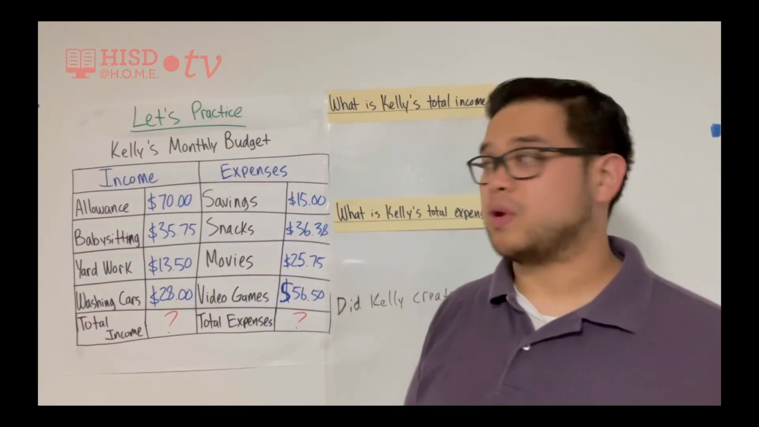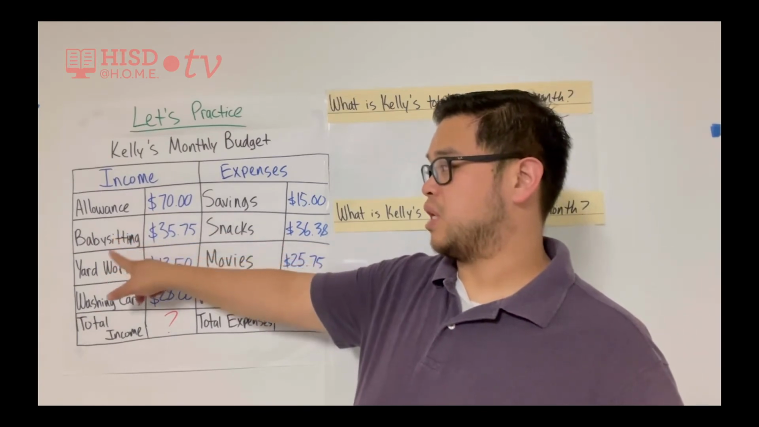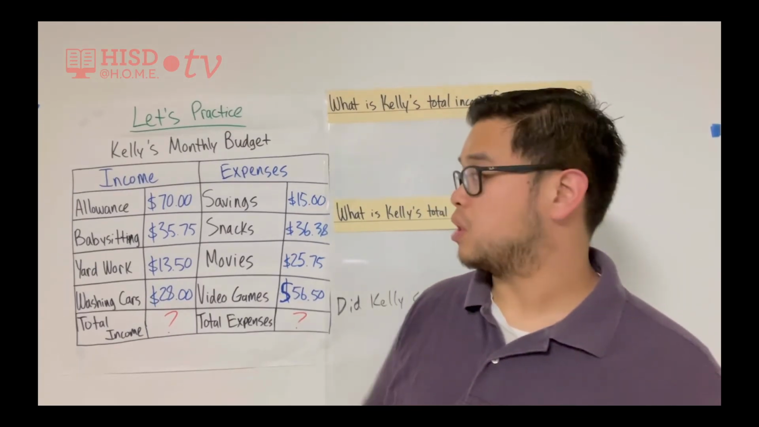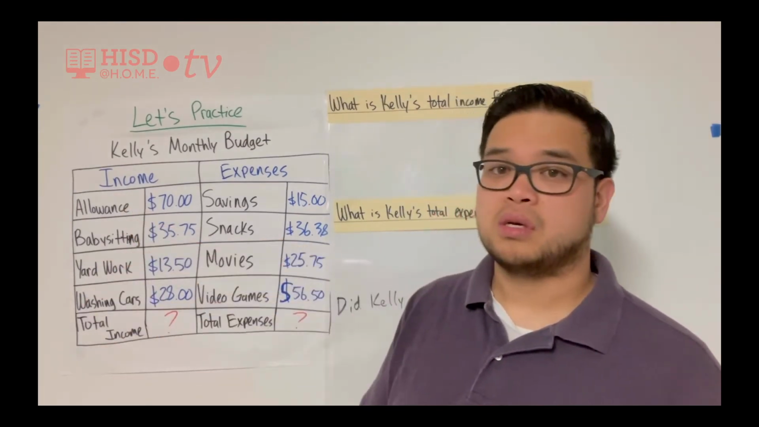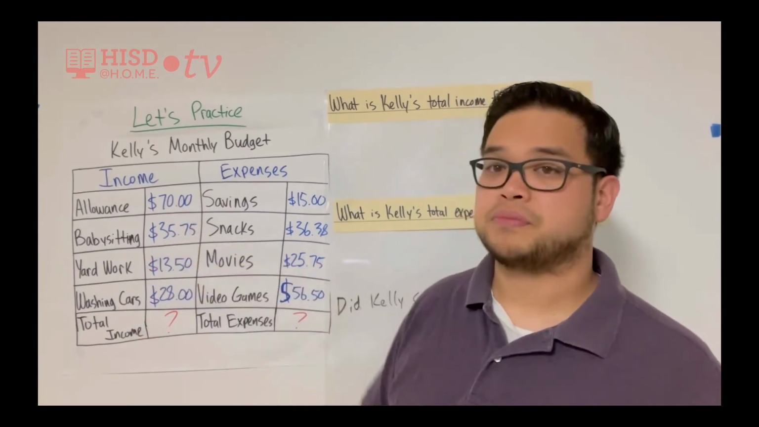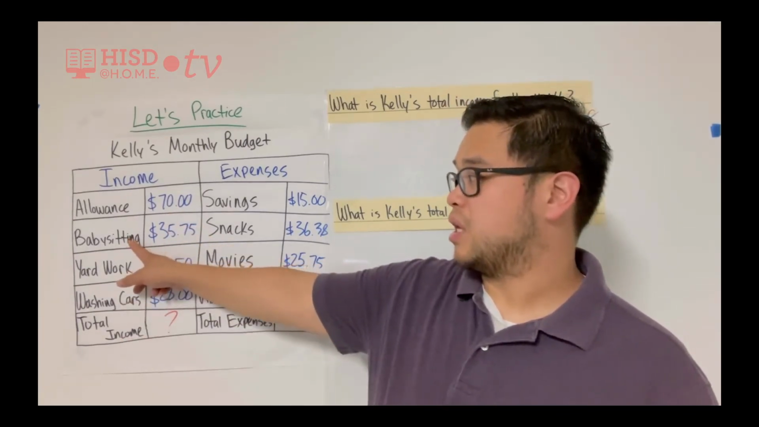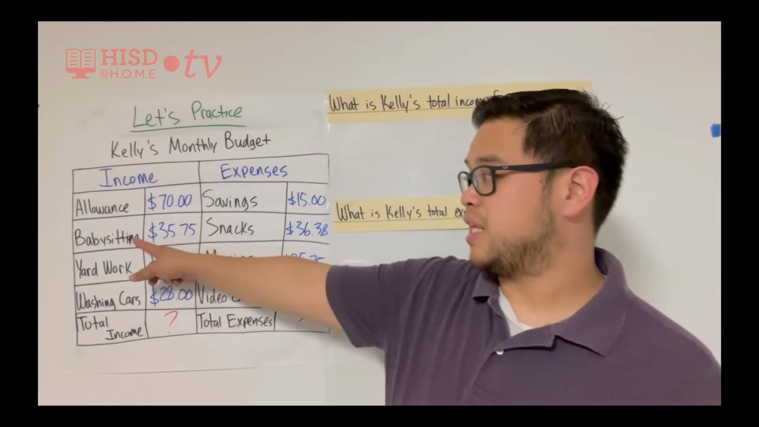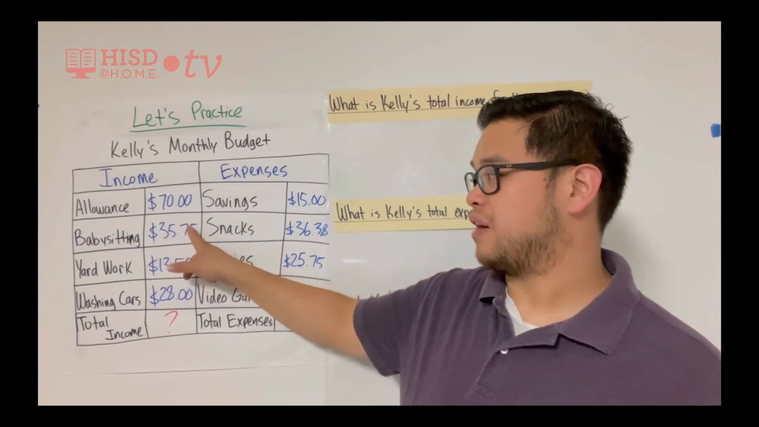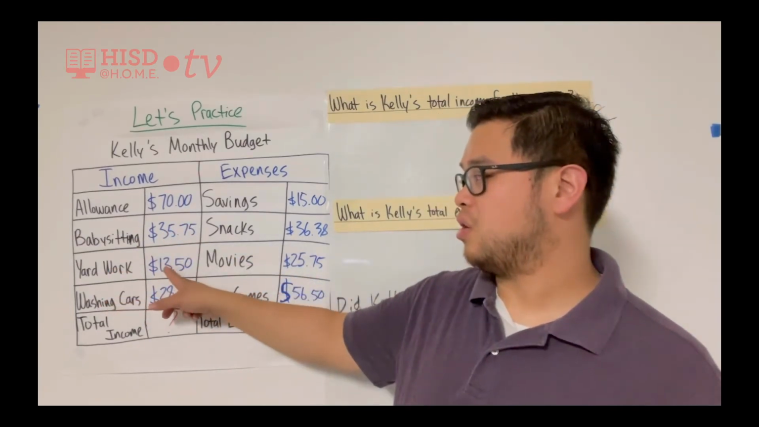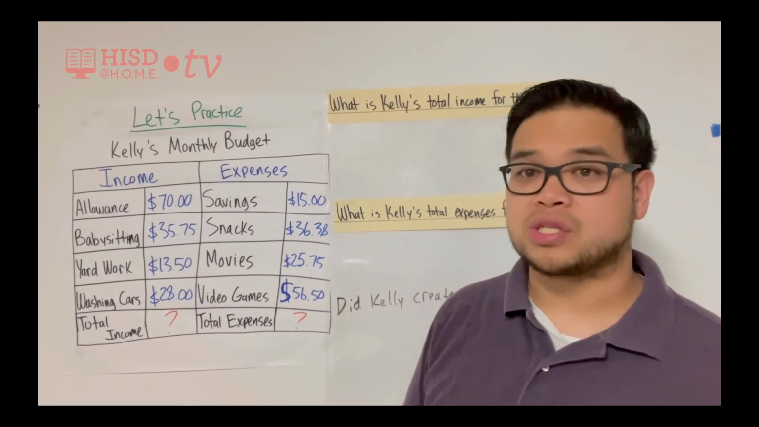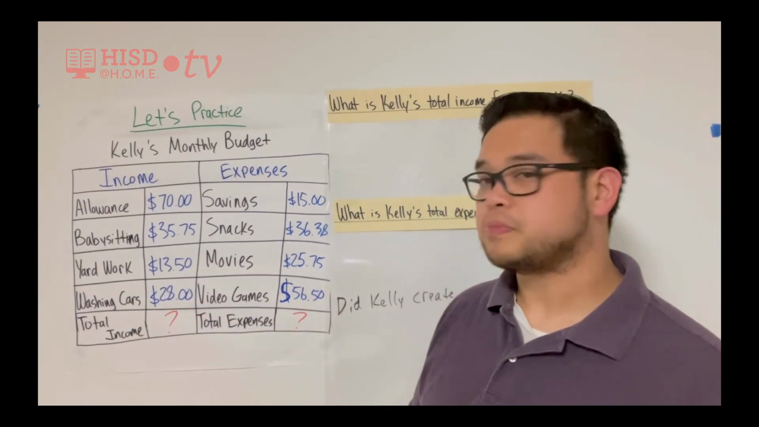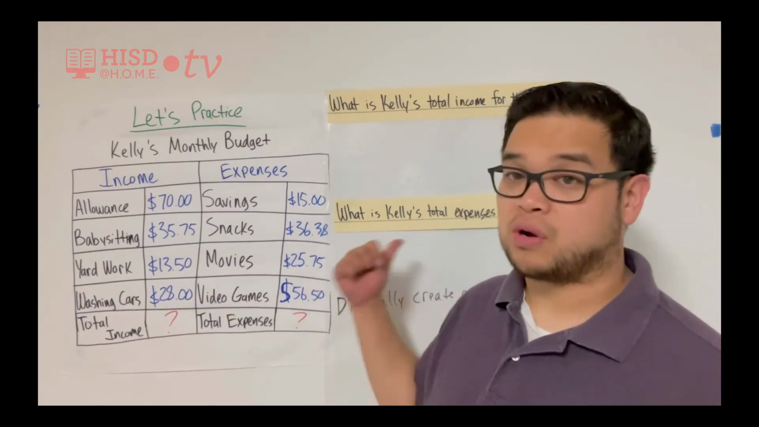And then for the income, we have allowance, babysitting, yard work, washing cars. So for the first one, we have the allowance at $70, babysitting at $35.75. Yard work is $13.50. Washing cars is $28. And we don't know the total income. That's one of our questions.